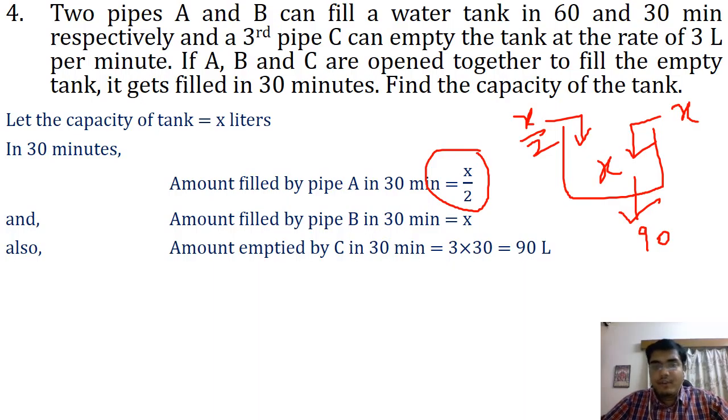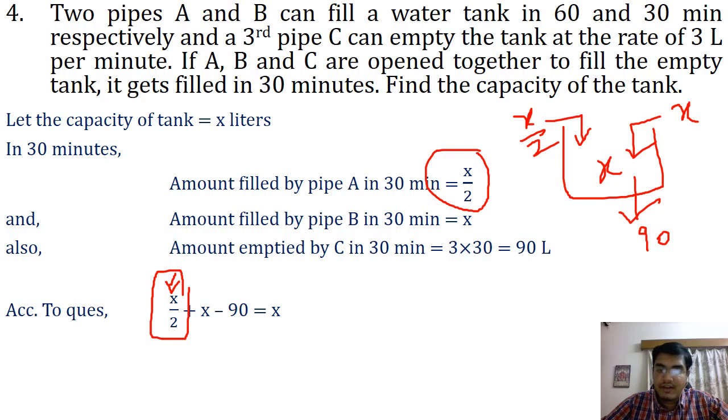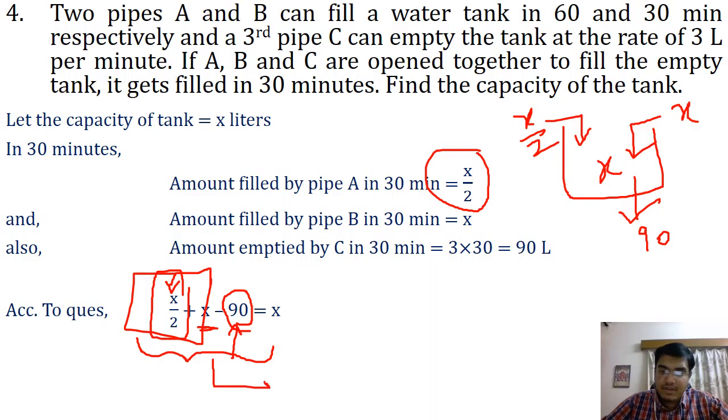So if we form the equation for this question, X by 2 is the amount of water that A has filled, X is the amount of water that B has filled. So this is the total amount of water that has been filled in 30 minutes, and this 90 is the total amount of water that has been ejected out. And this whole part should be equal to what? The capacity of the tank. So X by 2 plus X minus 90 equals X. X and X get cancelled out. We get X equals 180 liters. So this is the capacity of the tank.